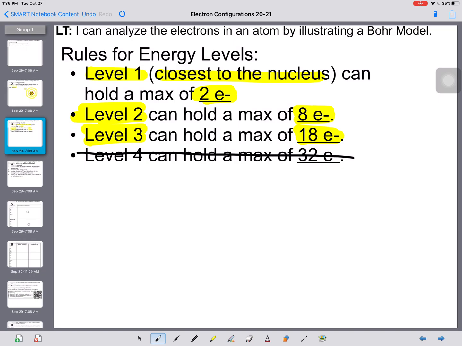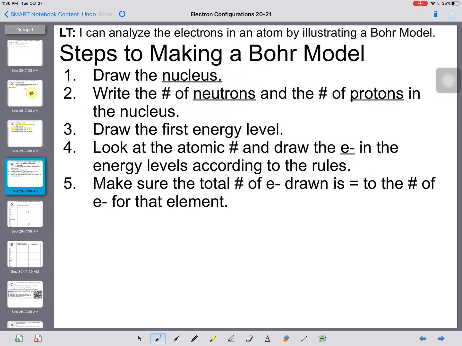Okay? So our steps to drawing a Bohr model. Now again, because we are remote, you probably won't have to draw them. On your classwork today, you're going to have to identify the correct one for an element. So it's still important that you know the steps so that you know which correct Bohr model matches to that element. So what we do is we draw the nucleus.